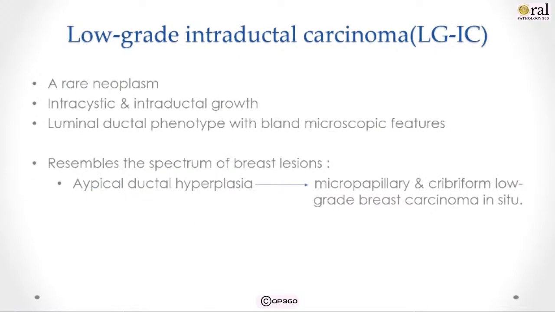This rare neoplasm is composed of both intracystic and intraductal growth, as I think you can remember from our previous slides in the patient. The luminal ductal phenotype shows bland microscopic features. Some lesions resemble the spectrum of breast lesions, from atypical ductal hyperplasia to microcystic, micropapillary and cribriform low-grade breast carcinoma in situ.